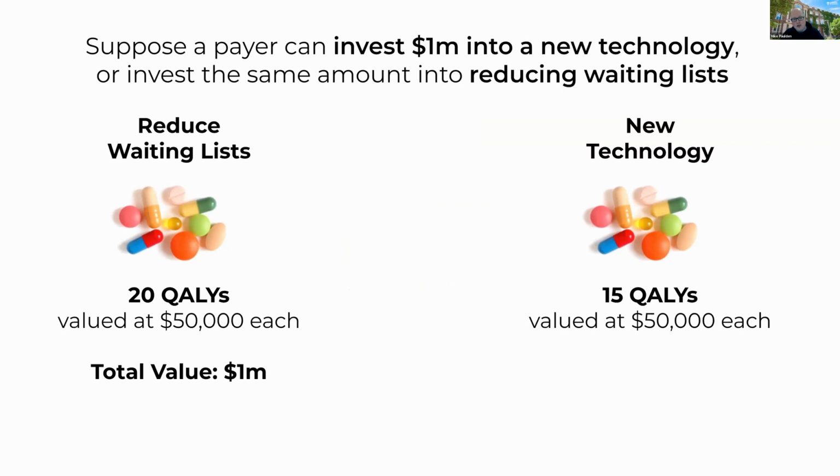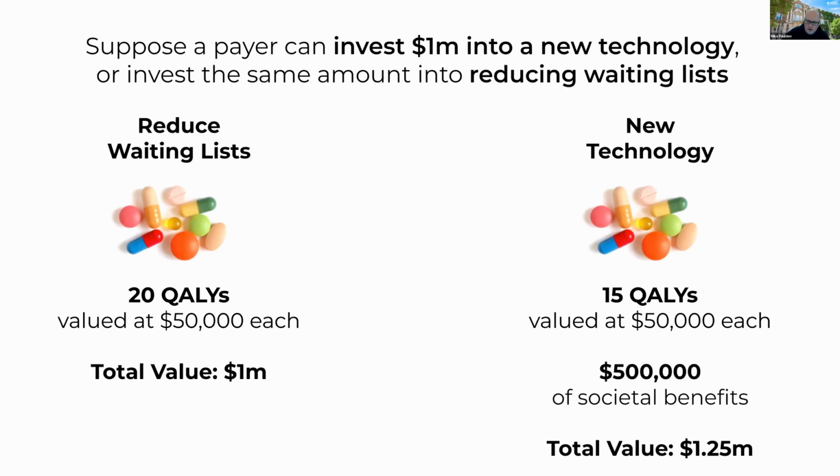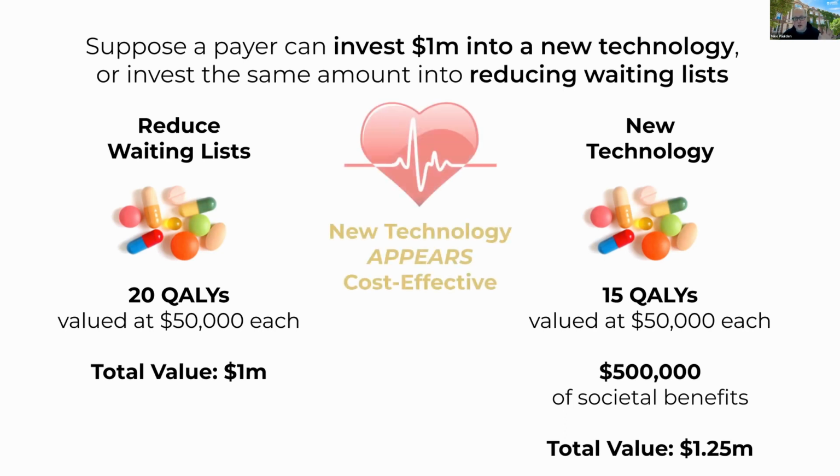So that opportunity cost on the left-hand side is going to be ignored. There's going to be no change in that. All that's going to happen is the societal perspective will be considered for the new technology only. And there are $500,000 of societal benefits. So the total value is now $1.25 million. No change in the threshold, which means no change in how the opportunity costs are valued. Well, the technology appears cost-effective.